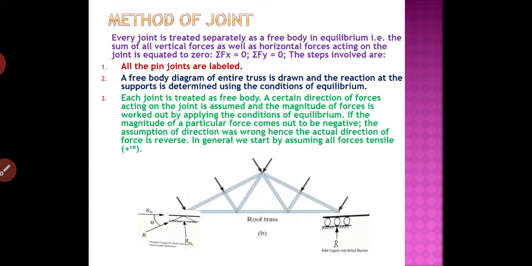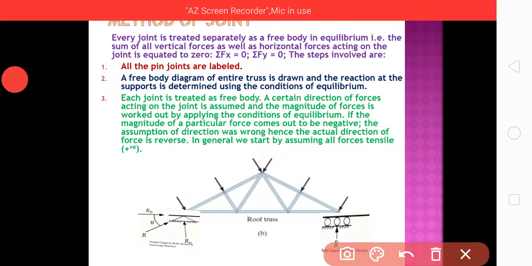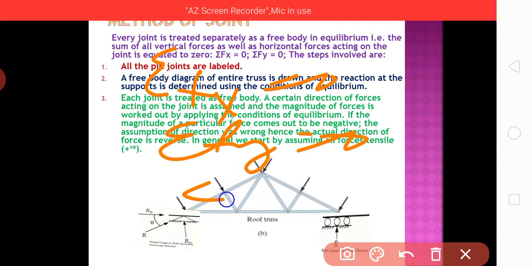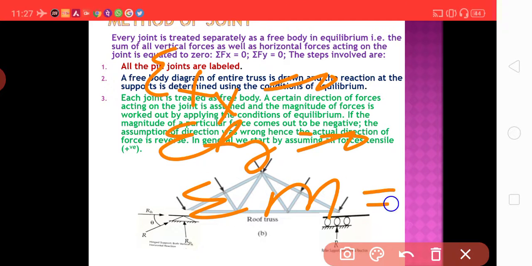Again, let us discuss the method of joint. All pin joints are labeled. A free body diagram of the entire truss is drawn and the reactions at the supports are determined using the conditions of equilibrium. What are these conditions? That is summation Fx equal to 0, summation Fy equal to 0 and summation M equal to 0 about the moment center, which you choose arbitrarily.